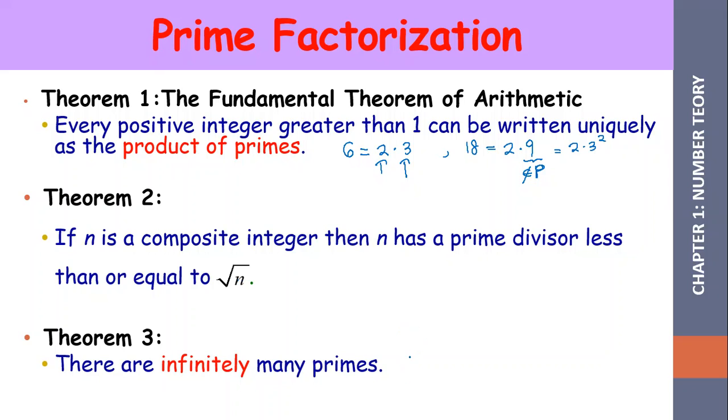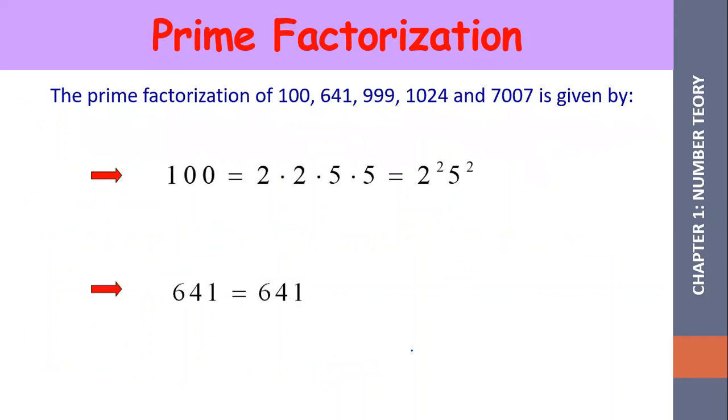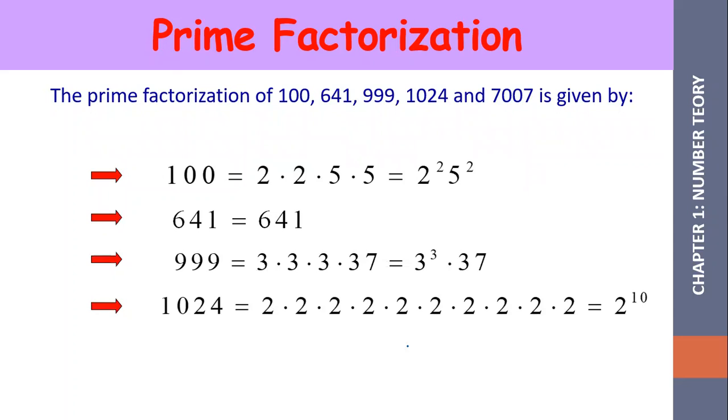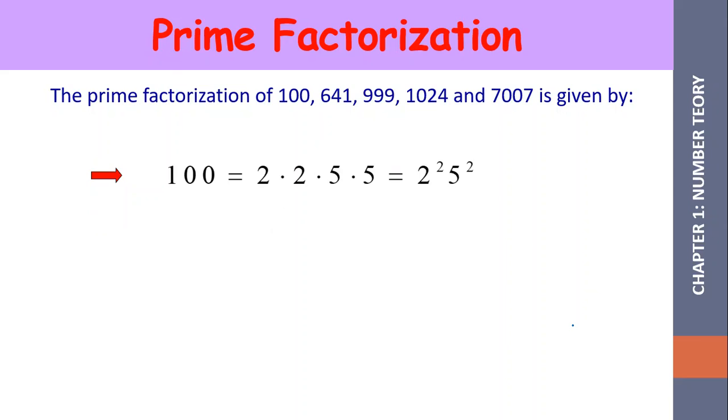For example, this one, 1024. It is 2 times 2 times 2 times 2 times 2, which is 2 to the power of 10. This is an example of infinitely many primes. So that is theorem 3.